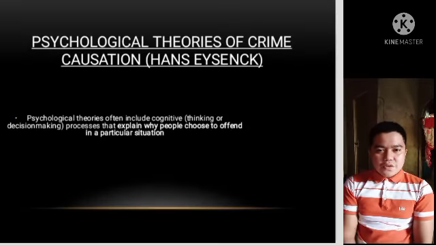Psychological theories of crime causation. Psychological theories often include cognitive thinking or decision-making processes that explain why people choose to offend in a particular situation. A. A common assumption is that offending is essentially rational, that people will offend if they think that the expected benefits will outweigh the expected costs.